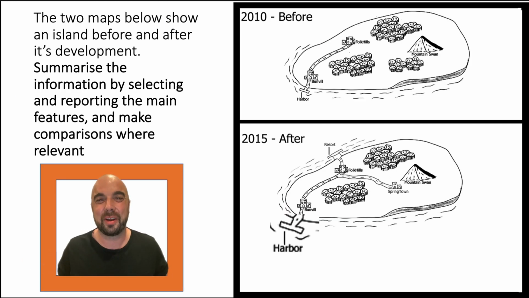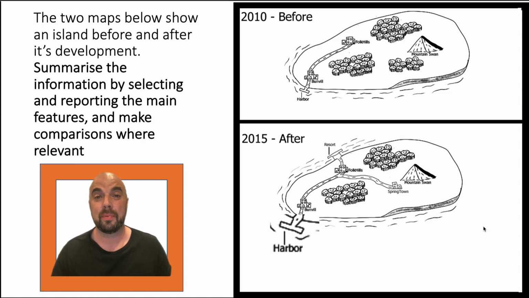Okay, let's have a look at the map we're going to be using for our sample answer. This is one I've created myself, so you won't have seen it anywhere else. Let's have a look at the question. The two maps below show an island before and after development. And then we have the instructions, which are the same as always. Summarise the information by selecting and reporting the main features and make comparisons where necessary. So this is the map we're going to use.